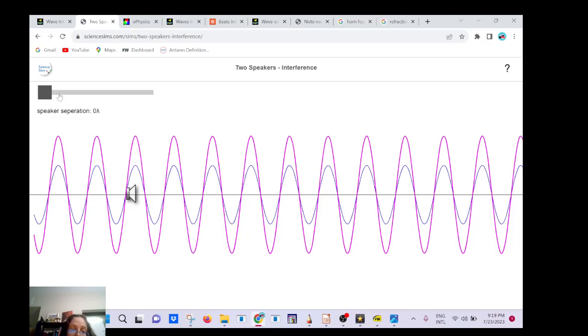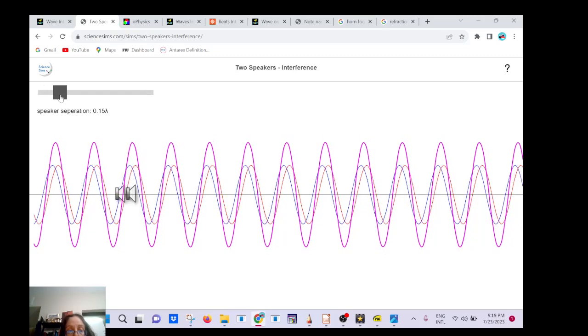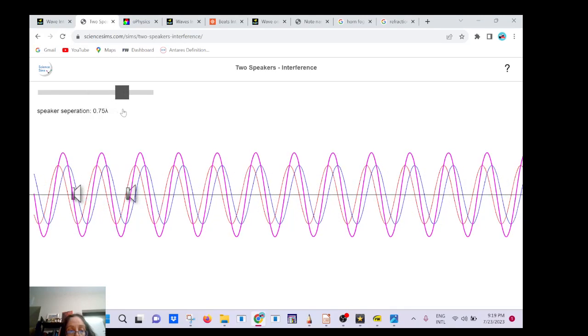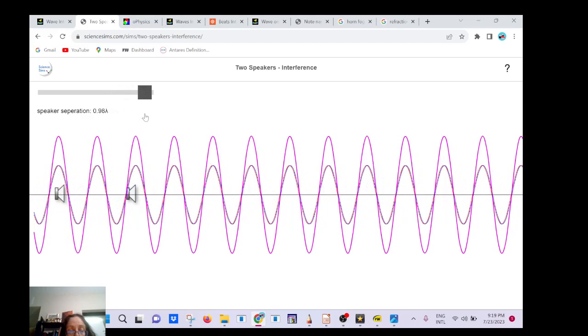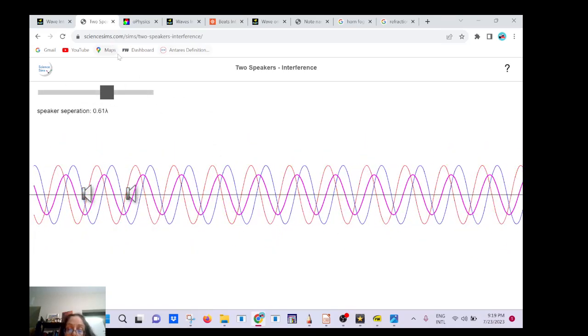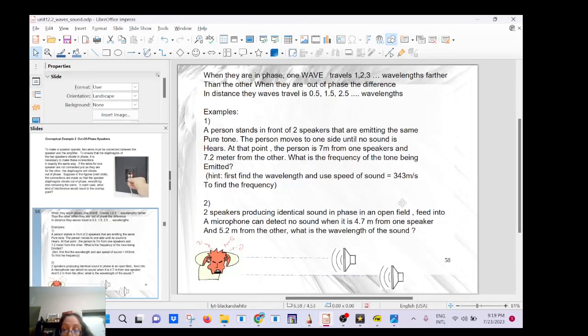So I can start from here, right? Here they are at the same distance. Crest to crest, the sound is loud. And then just half of the wavelength, there is no sound. And then at 2 wavelengths, there is a sound. And I can keep going. So I will put the link in the description and you can play with it.